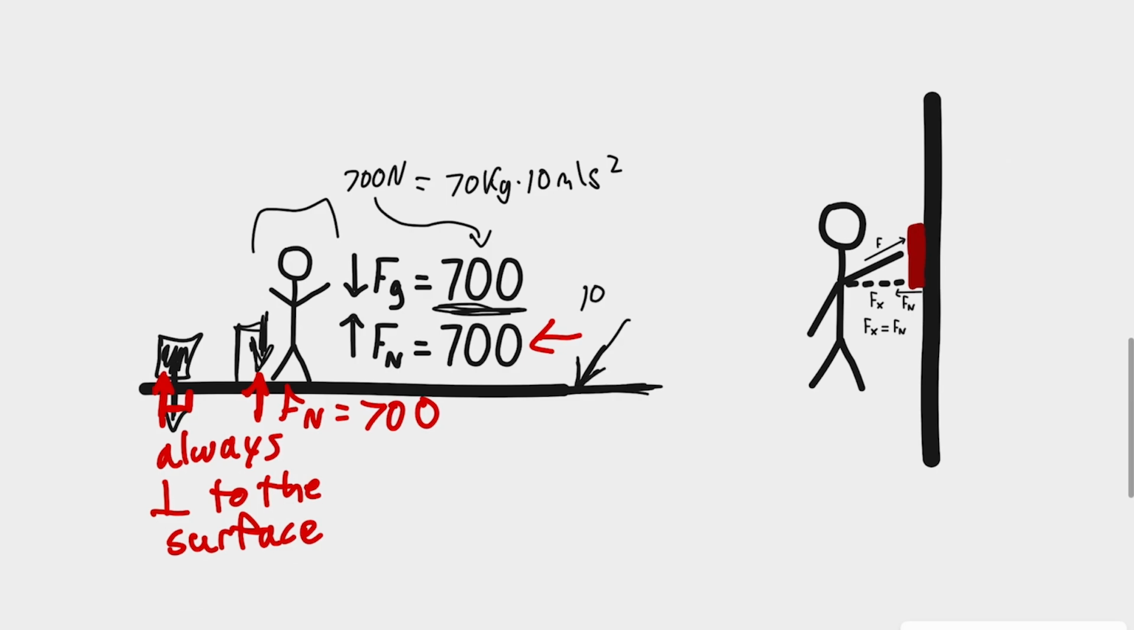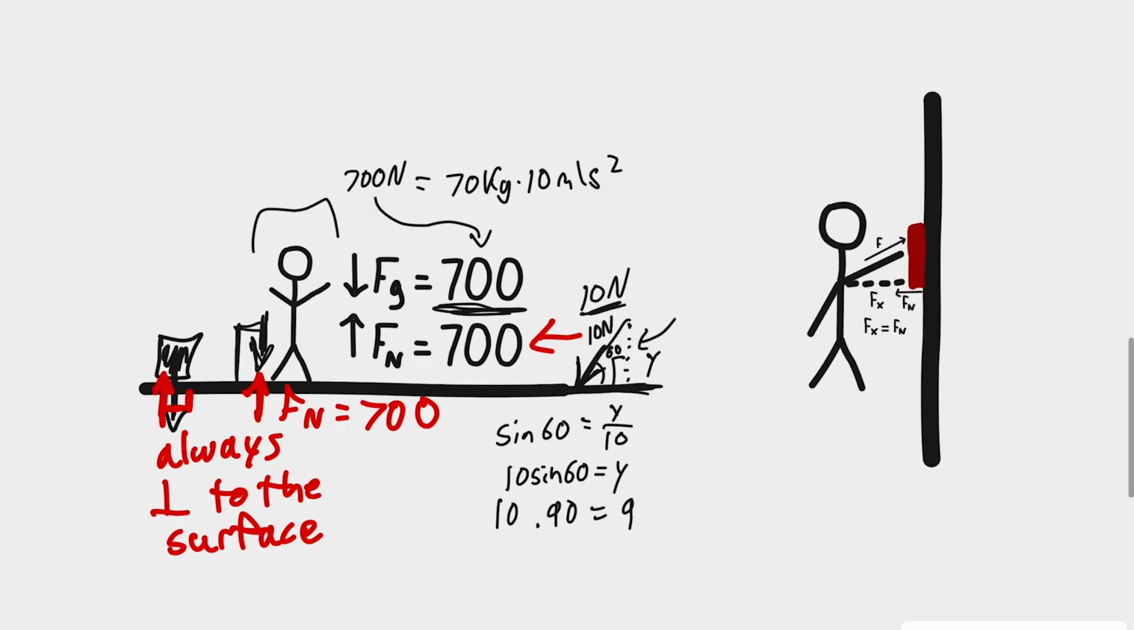If they're pushing with a force of 10 newtons, the entire 10 newtons is not perpendicular to the surface, only the y component of that force, because the 10 newtons is only the hypotenuse of this right triangle. That means you're going to have to use your trig functions to figure out what is the y component of this triangle. Let's say that this angle here is 60 degrees. You would then do sine of 60 is equal to y divided by 10. So you have 10 sine 60 is equal to y. Sine of 60 is about 0.9, so we would do 10 times 0.9 equals 9. So the y component of that triangle is 9 newtons.